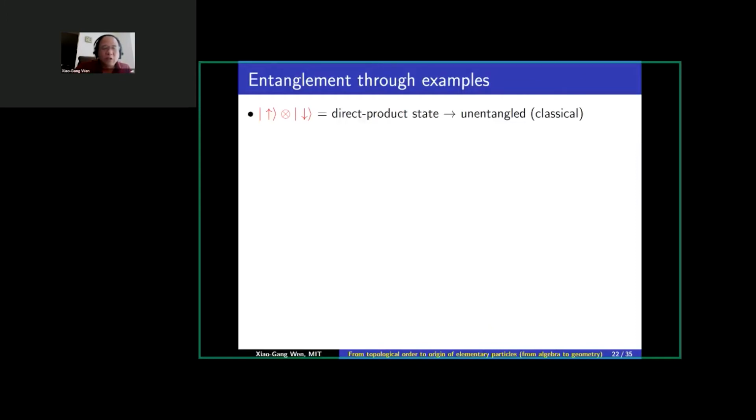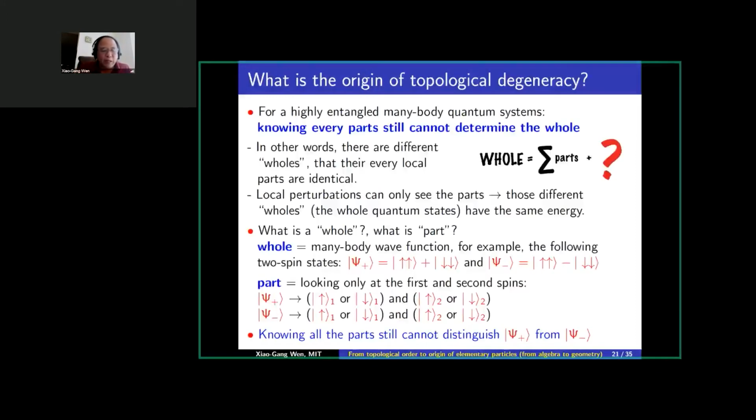And so actually this explains the degeneracy, because remember that the Hamiltonians are local interactions. They only correspond to interactions between nearby qubits. So that's local. So the Hamiltonian only sees the parts. So when you have entangled states, every part looks similar. So to the Hamiltonian, they look similar. But the whole wave function can be different.